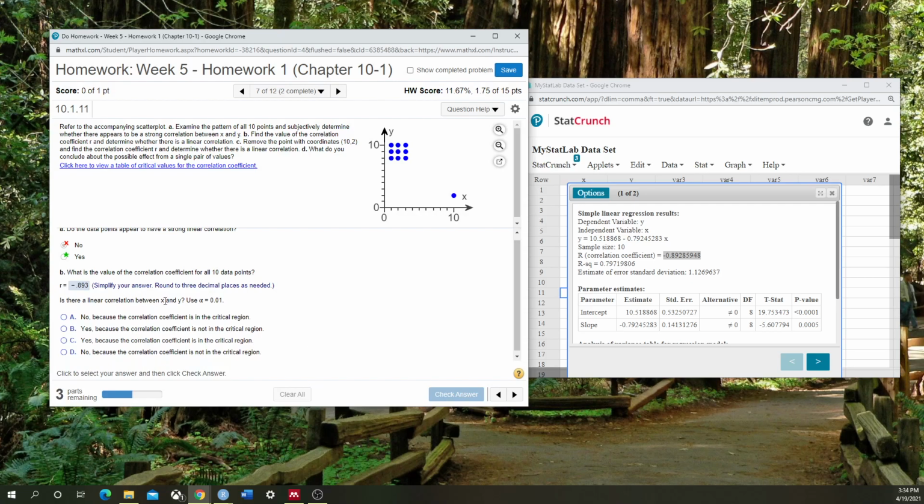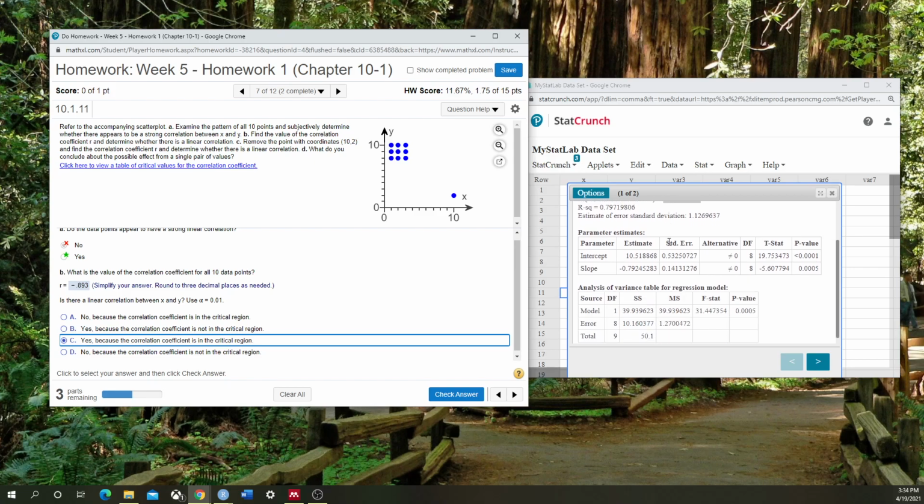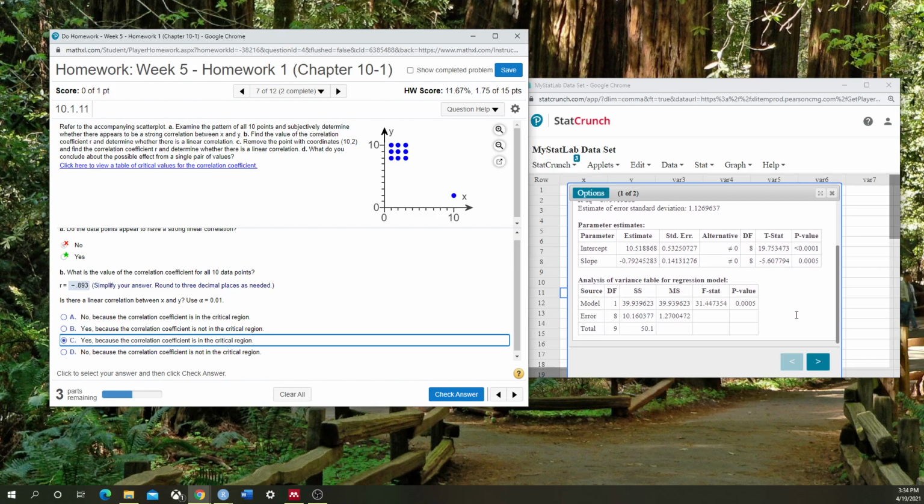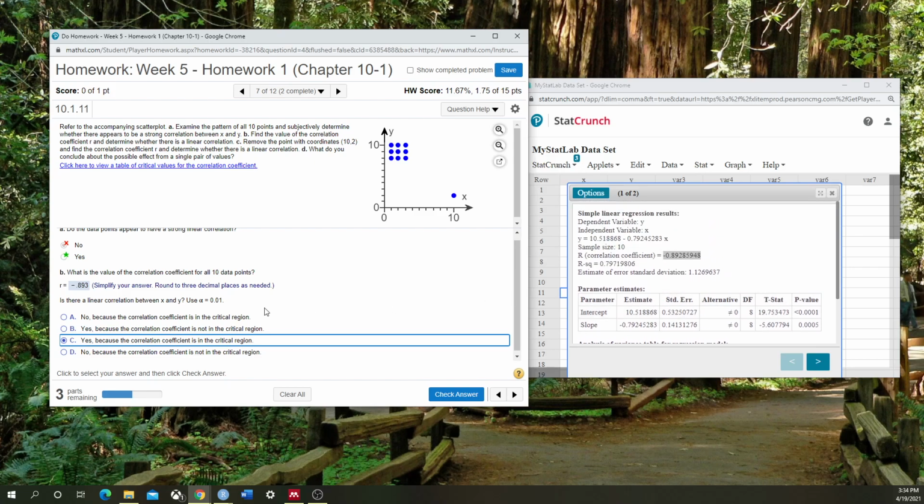Is there a linear correlation between x and y? Use alpha equals 0.2. Yes, there is a linear correlation. So the correlation coefficient is in the critical region. Well, we know it's in the critical region because we have the statistical significance of the slope here. We don't have a critical rho value, unfortunately, but that's okay.